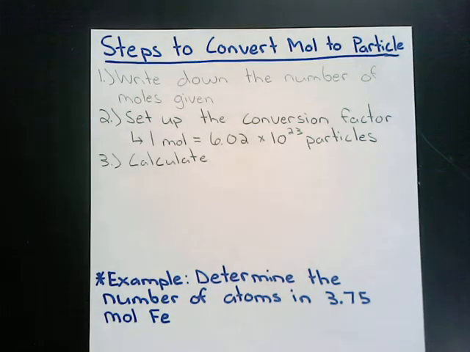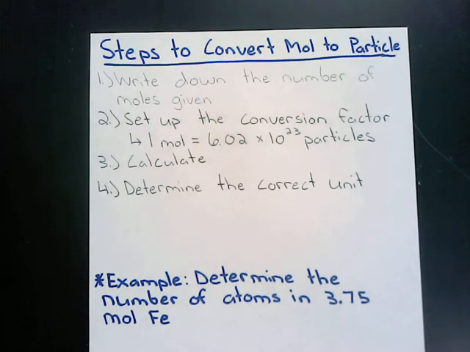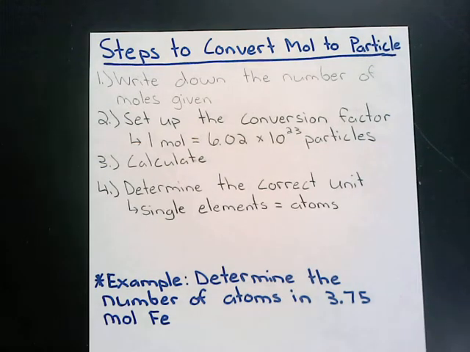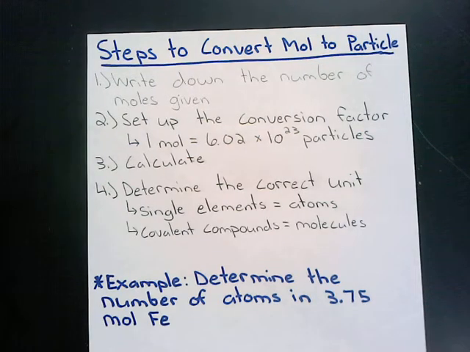Now, we've talked about particles, and particles aren't typically going to be your unit. So the fourth and final step is to determine your unit. If we only have single elements, the correct unit is atoms. If we only have covalent compounds, the correct unit is molecules. And if we have ionic compounds, the correct unit is formula units.